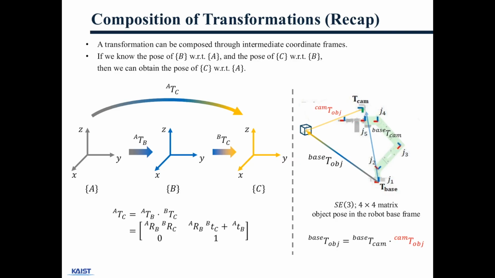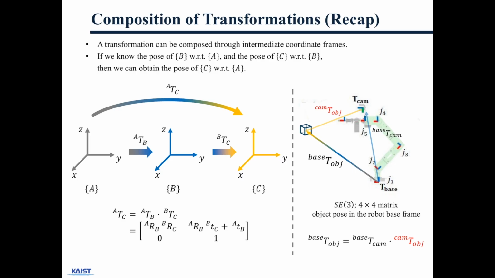Now, why is this matrix representation so useful? Because in robotics, we rarely deal with just one single reference frame. We have the camera frame, the robot's base frame, the end effector frame, and the object frame. To figure out where the object is relative to the robot's base, we use the composition of transformations. A transformation can be mathematically composed through intermediate coordinate frames.